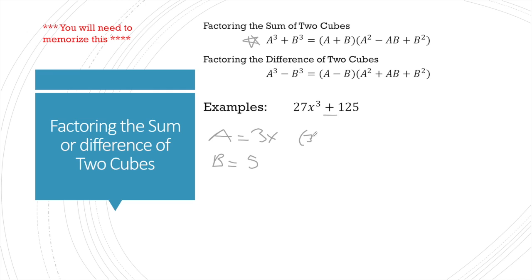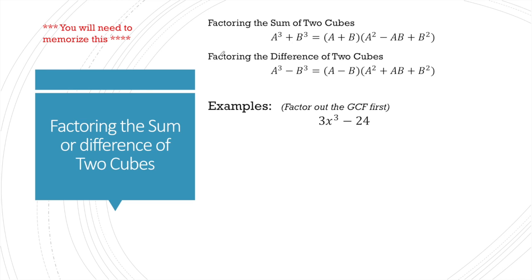I know that this is going to be equal to (a + b) times a squared, so (3x) squared, and I have to remember to square the whole thing. So that's going to be 9x squared, minus a times b, so 3x times 5, that gives me 15x, plus, ignore that parenthesis guys, b squared, which is 5 squared, so 25. Then I am fully factored.